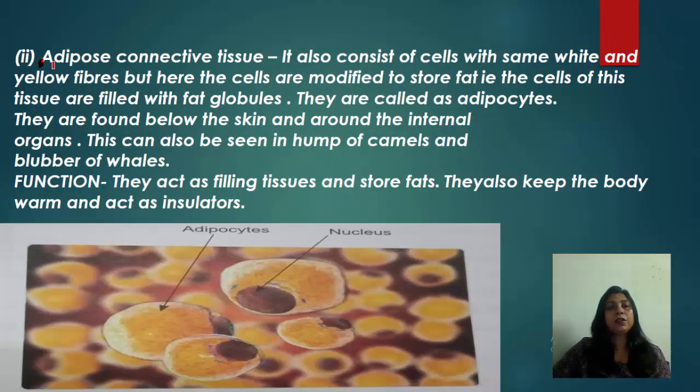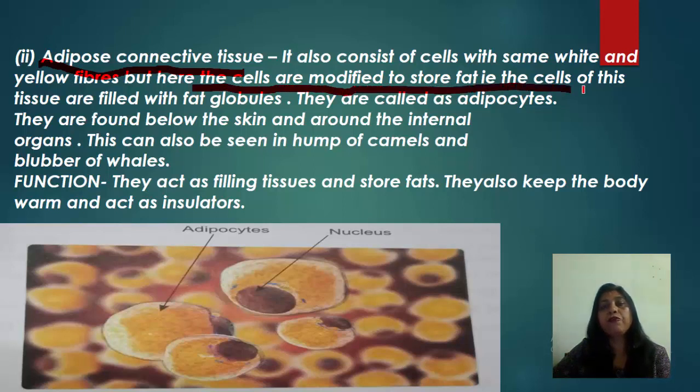Now the next is adipose connective tissue. It also consists of cells with the same white and yellow fibers as in areolar connective tissue. But here is one modification, and that is the cells are modified to store fat. That is, the cells of this tissue are filled with fat globules and they are also called adipocytes.